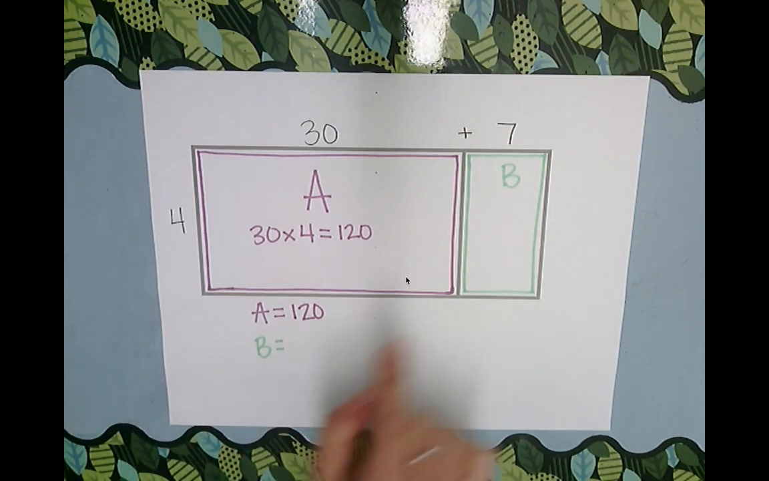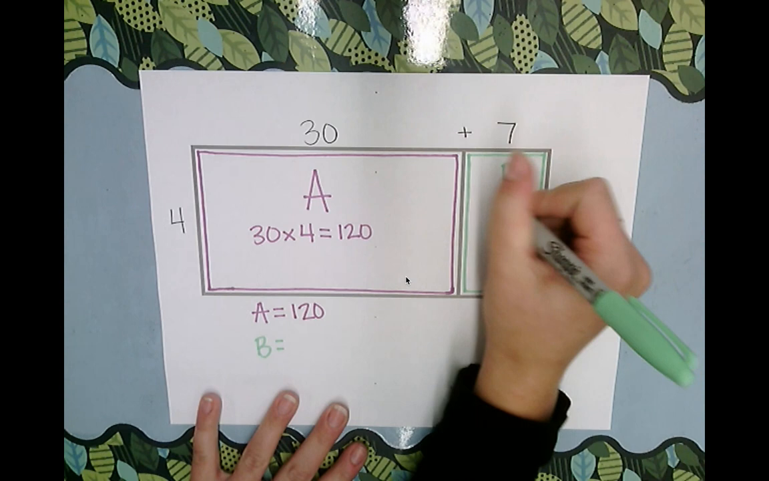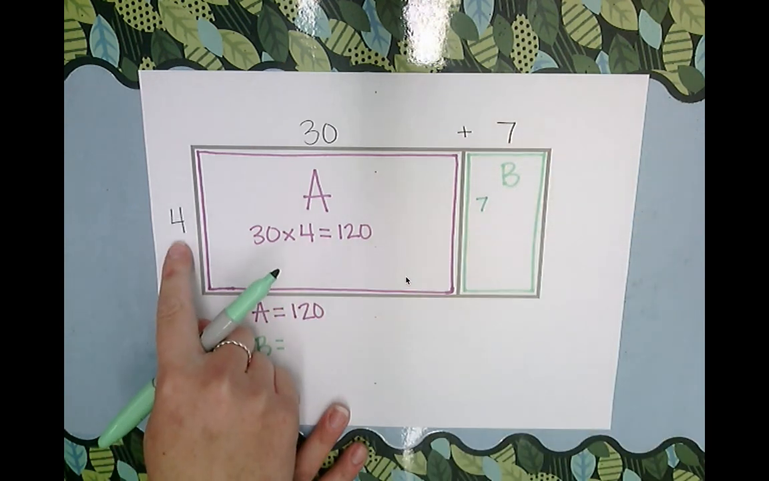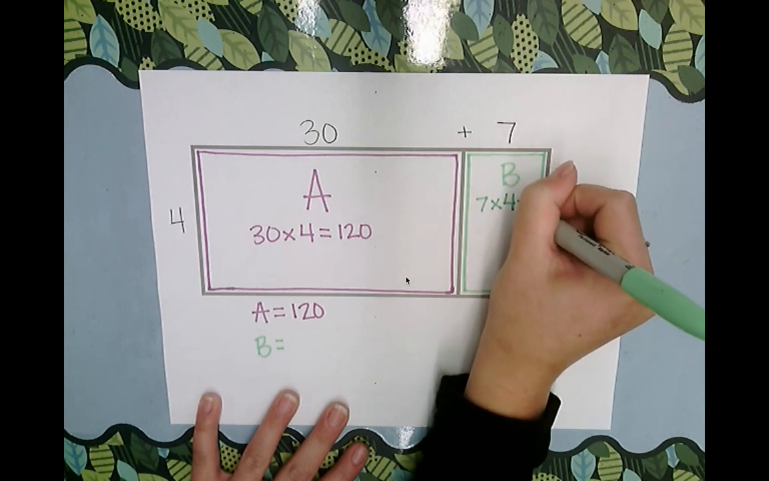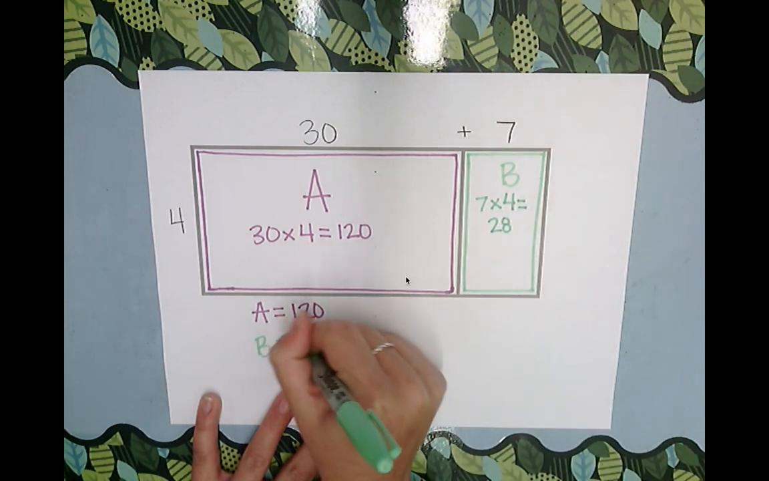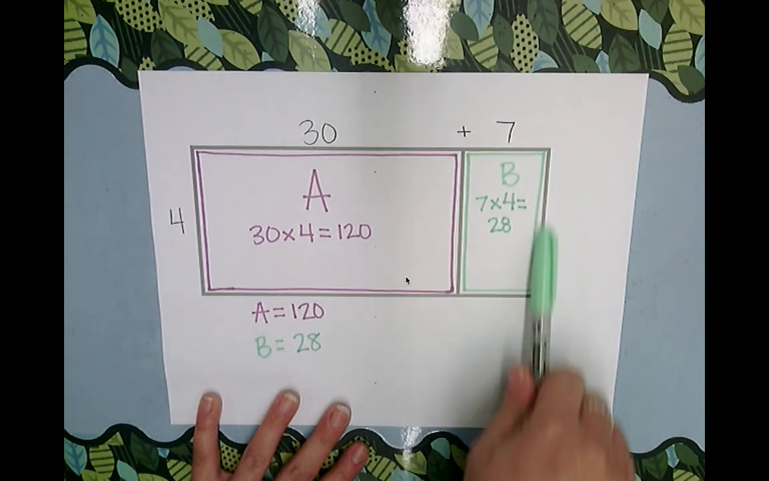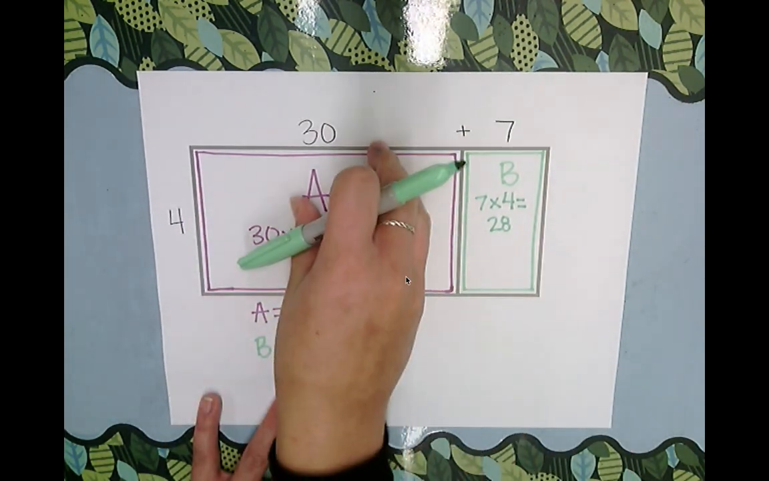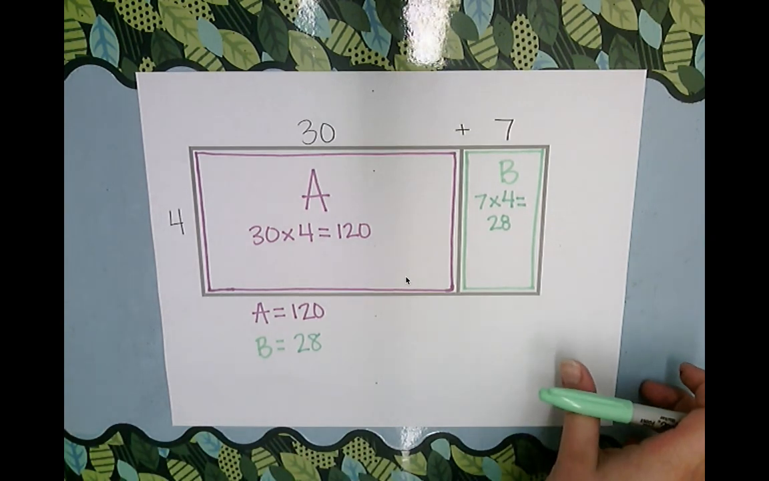And then again, it's just asking about B. What numbers do you see that go with the B box? Well, I see a 7 on the top, and I know that this 4 goes all the way across. 7 times 4, oh, and I'm out of space, equals 28. So the value of B is 28. So we're just taking little sections and figuring out the value of each section of the area model, not the whole thing. So read the question carefully to figure out what they're asking you.